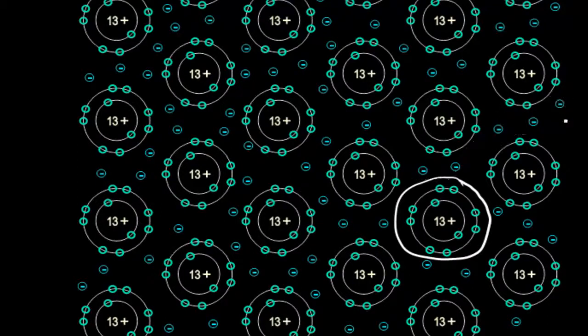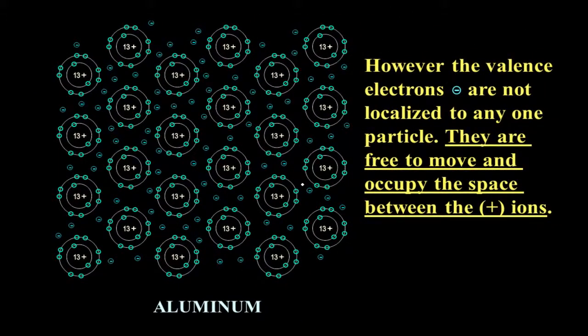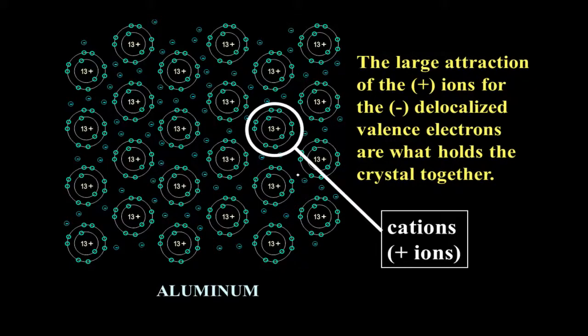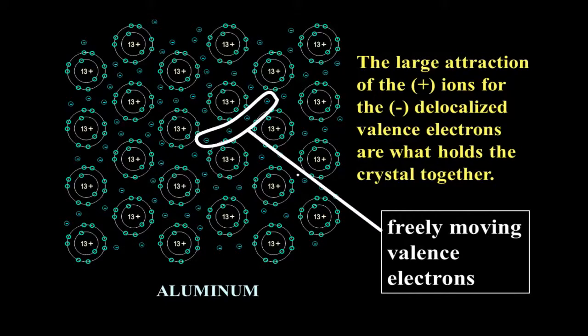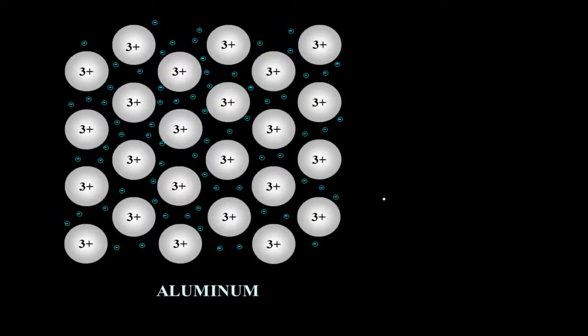So what's holding the crystal together is the electrostatic attraction between the positively charged cations and these free-floating negatively charged electrons. And so the valence electrons are not localized to any one particle. They are free to move and occupy the space between the positive ions. And so similar to the electrostatic attraction that holds the ionic crystal together, we have this attraction of opposite charges that are holding the metallic crystal together. So aluminum giving up 3 electrons means that all the cations have a 3+ charge, and each aluminum atom has contributed 3 electrons to the sea of electrons. This creates quite a strong attraction, and we can use this model as a way to explain various properties.